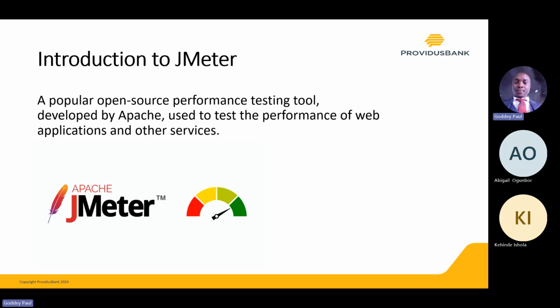I'd like to quickly delve into the tool that we'll be using today for performance testing, which is JMeter. Like I said, JMeter is an open source performance testing tool developed by Apache and is used to test the performance of web applications and other services. It's true that most people use JMeter for web applications, but I've come to discover that people use JMeter for so many other things, even databases, FTP, and different other services, which is very interesting.